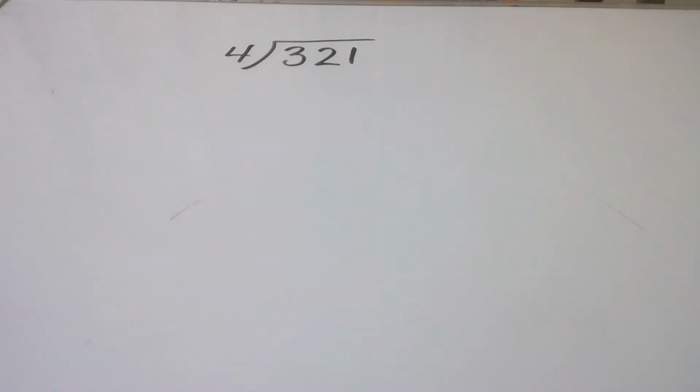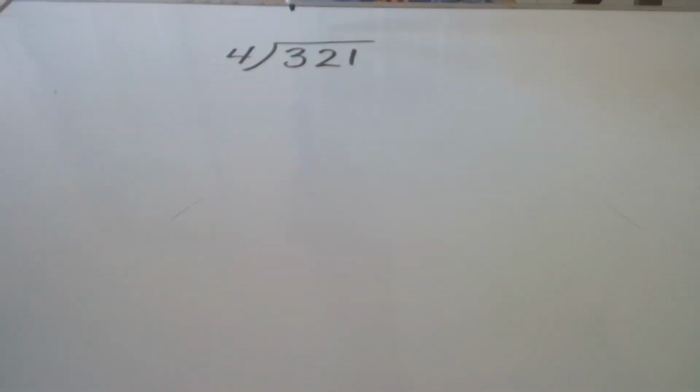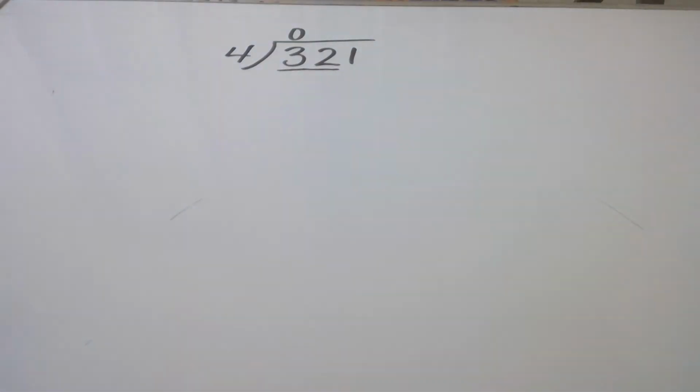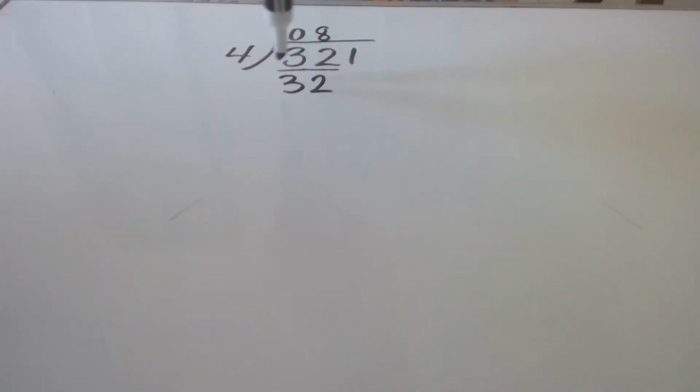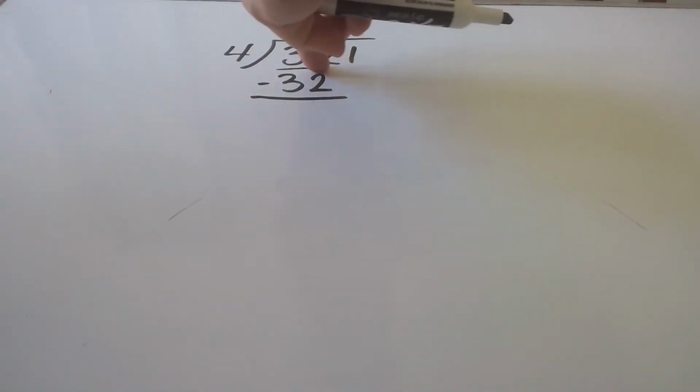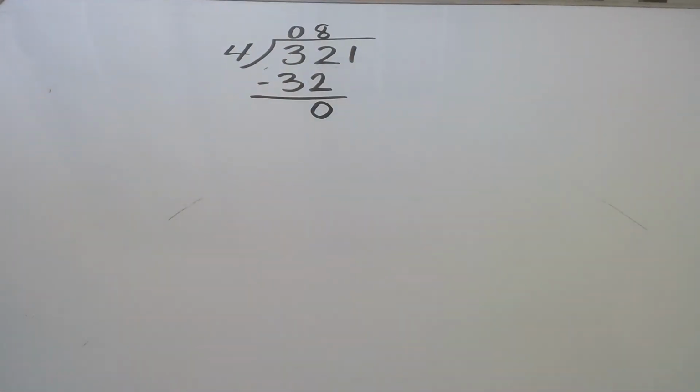Let's try another one. Here we have 321 divided by 4. Let's begin. 4 goes into 3 how many times? Well, it doesn't. So you can either skip it or you can put a 0, and now we're going to do 4 goes into 32. Actually, 4 goes into 32 8 times exactly, because 8 times 4 is 32. And when we subtract, we get 0.